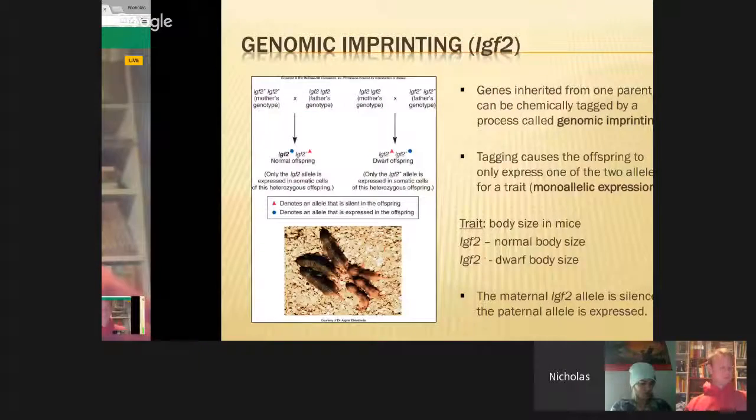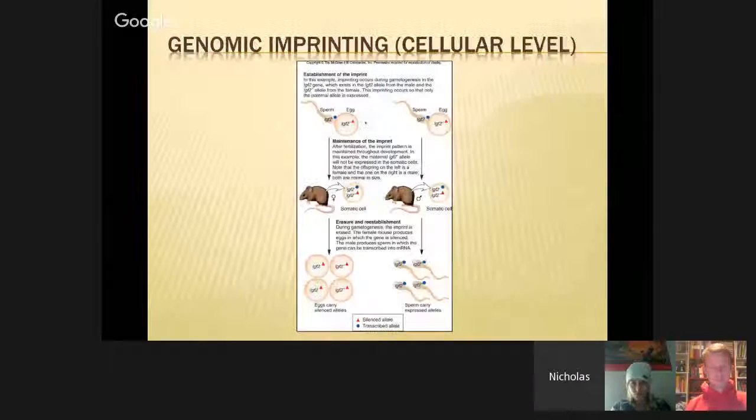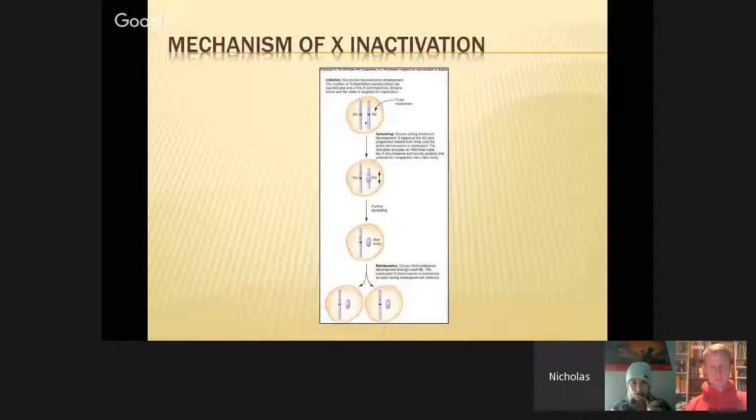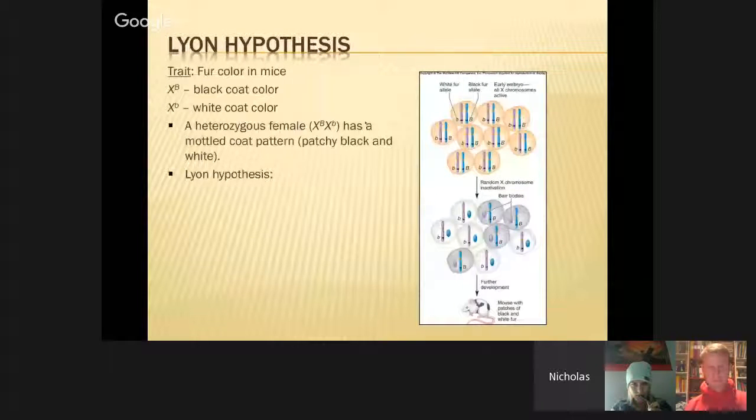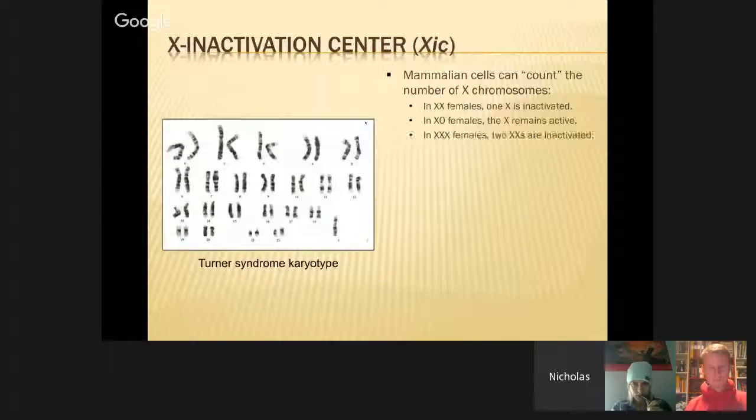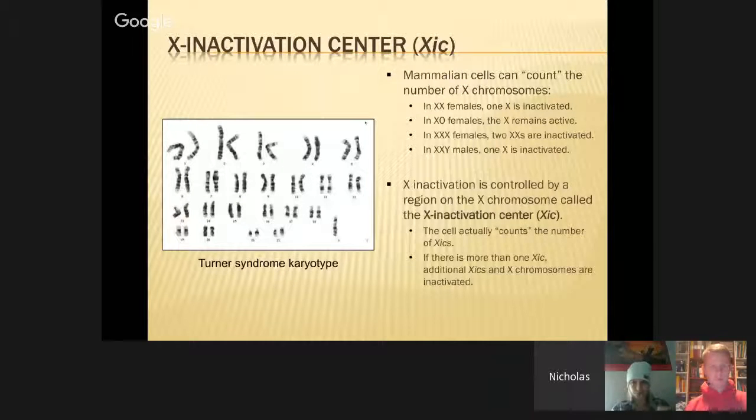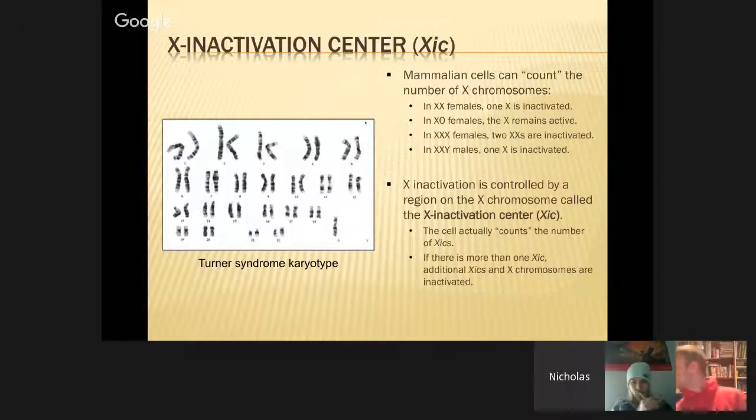Hold on, let me go ahead and pull up the reading too. I actually have it right here. You guys can see my screen, with the PowerPoint. So if you go to the part that talks about the inactivation center right here, basically if it has more than one inactivation center, those additional X chromosomes are canceled out, right?